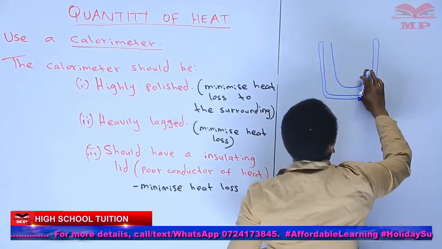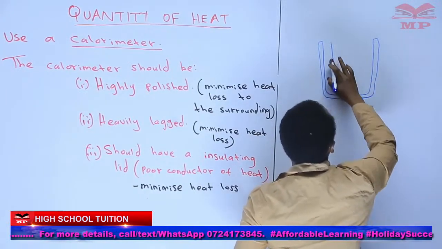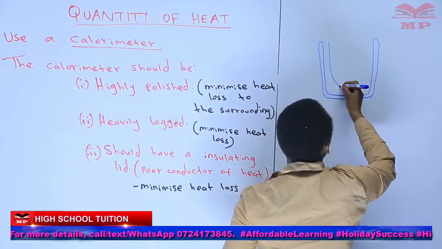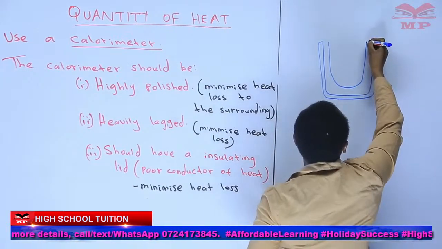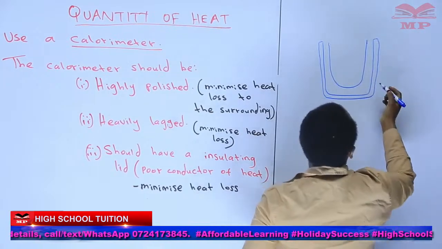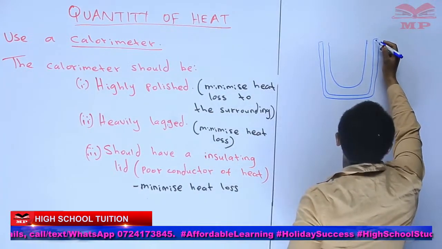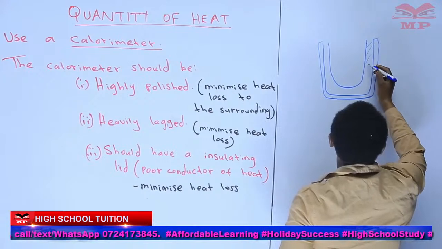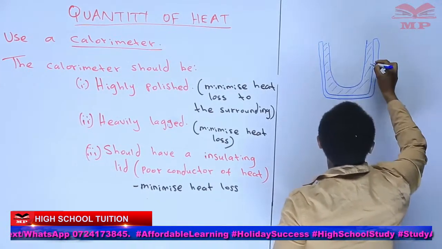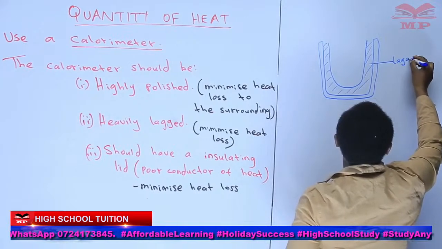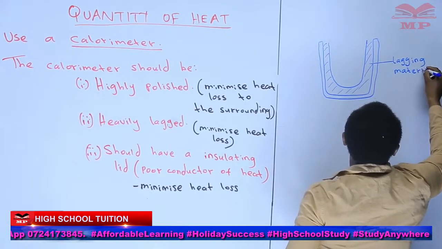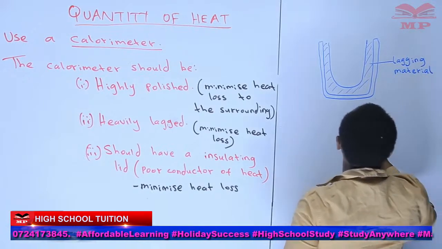It can be a copper calorimeter. It can also be made of aluminum, like mostly the ones we use in the laboratories. The school ones are made of aluminum. So here we are saying this is our lagging material to minimize the heat loss.